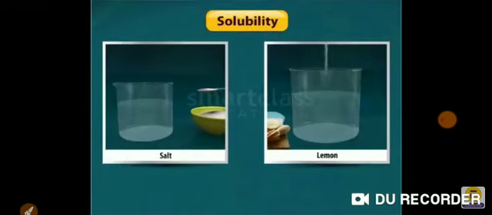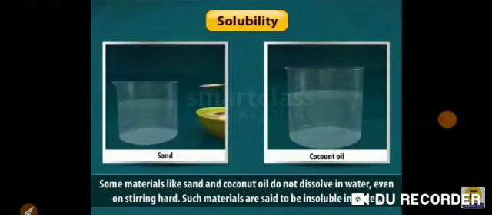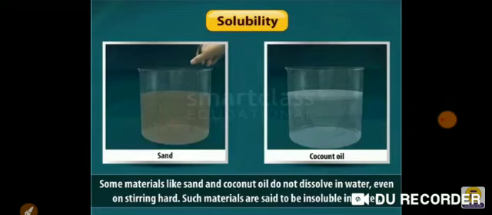The next property is solubility. Let's try to dissolve a few materials in water. Some materials like salt and lemon juice dissolve completely in water. They are said to be soluble in water. On the other hand, some materials like sand and coconut oil do not dissolve in water, even on stirring hard. Such materials are said to be insoluble in water. So here we have used the two terms, solubility and insolubility. Solubility is a property of materials when they are capable of dissolving in a liquid, right? And insolubility is a property of material when they are not able to dissolve in a liquid.